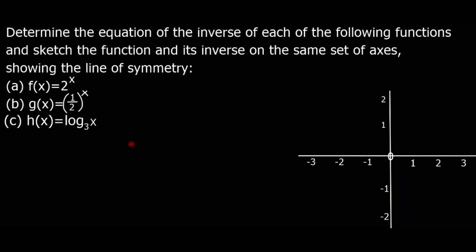Let's see part B. I will write y first. I have y equals 1 over 2 to the exponent x. And then I will interchange our x and y. So x equals 1 over 2 to the exponent y. And then now I will write it as logarithms.